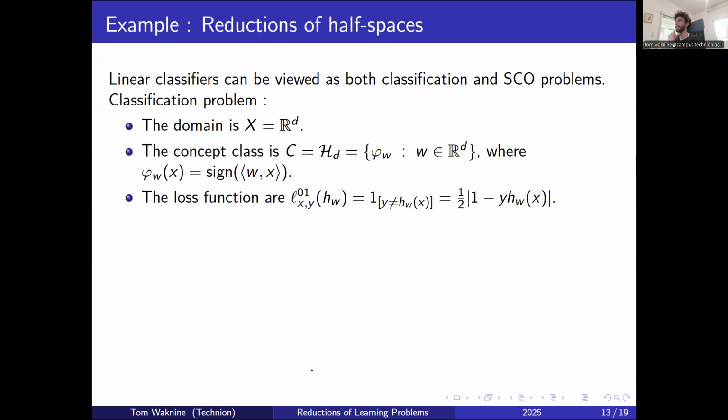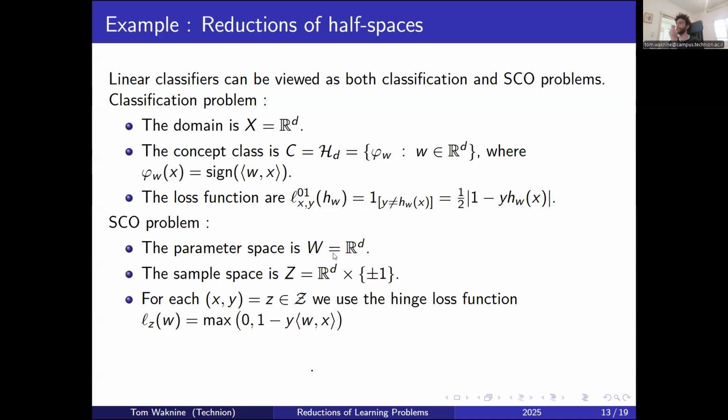So let's see an example of a reduction. Recall our previous example of the linear classifier. The domain was R^d, and for each W you get the function phi of W at X, which is the sign of the inner product between W and X. The loss function was the zero-one loss: one if you're mistaken and zero if you label correctly.